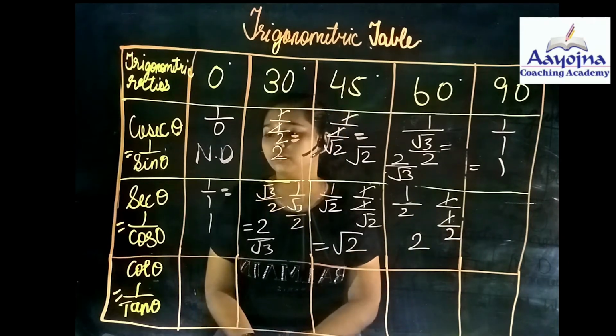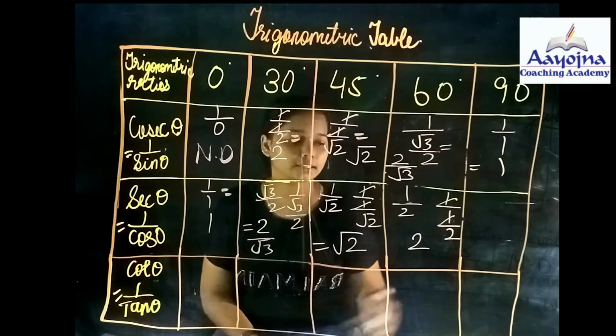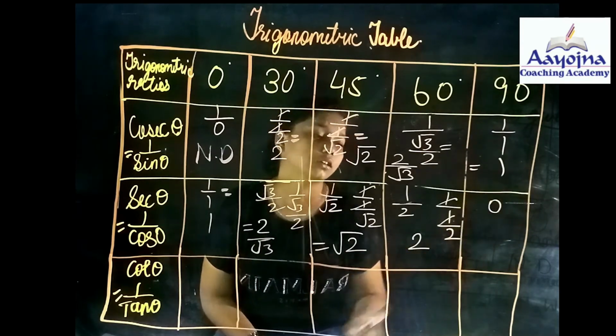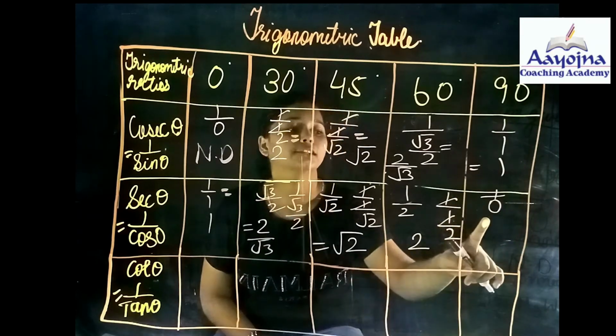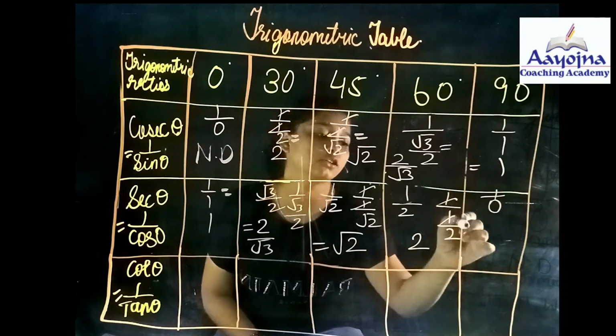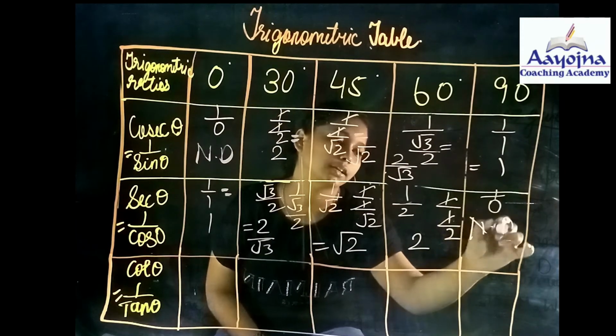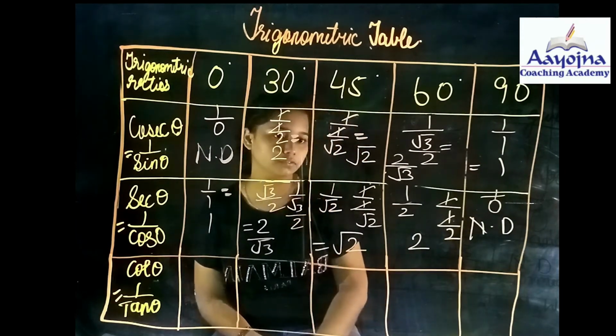The value for cos 90 degree is 0. When we put it in the formula, it becomes 1 upon 0. Whenever the denominator is 0, it is not defined. So we will write it as ND, that is not defined.